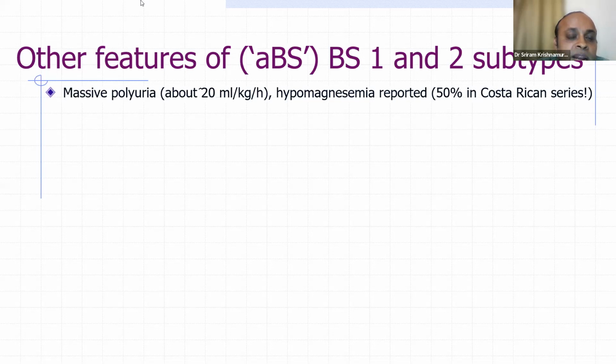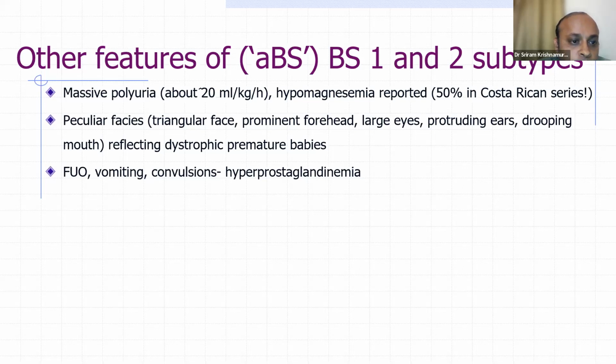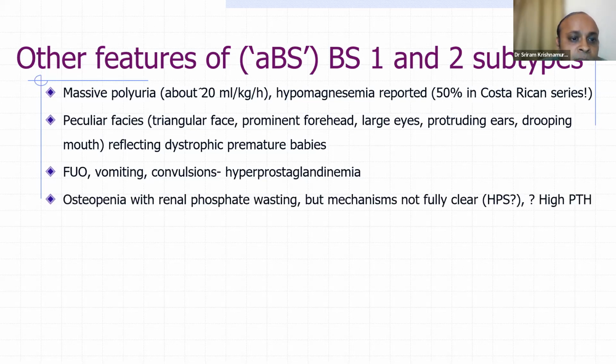So Bartter syndrome type 1 and 2 would ideally be classified as a loop phenotype, not as a DCT. But you see in a particular series from Costa Rica, which is a Latin American country, you would find that hypomagnesemia was reported as much as about 50%. So these are the fallacies in the pathophysiological classification also. So there is a peculiar facies in type 1 and 2, which is considered a dystrophic premature baby. So you have a triangular face with prominent forehead and large eyes with protruding ears. Fever of unknown origin is reported due to diarrhea with vomiting and convulsions. These are attributable to high prostaglandin levels in the serum.